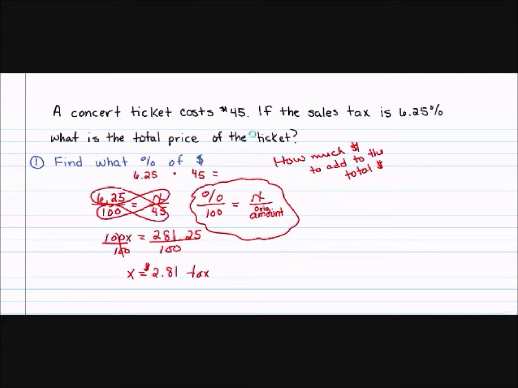I'm not done because they want to know what the total price of the ticket is. Well, the price of the ticket is $45. And then I'm going to pay $2.81. That's my tax. I'm going to add it up. 1, 8, bring the decimal straight down, 7, 4. So I'm going to pay a total of $47.81 for the concert ticket.